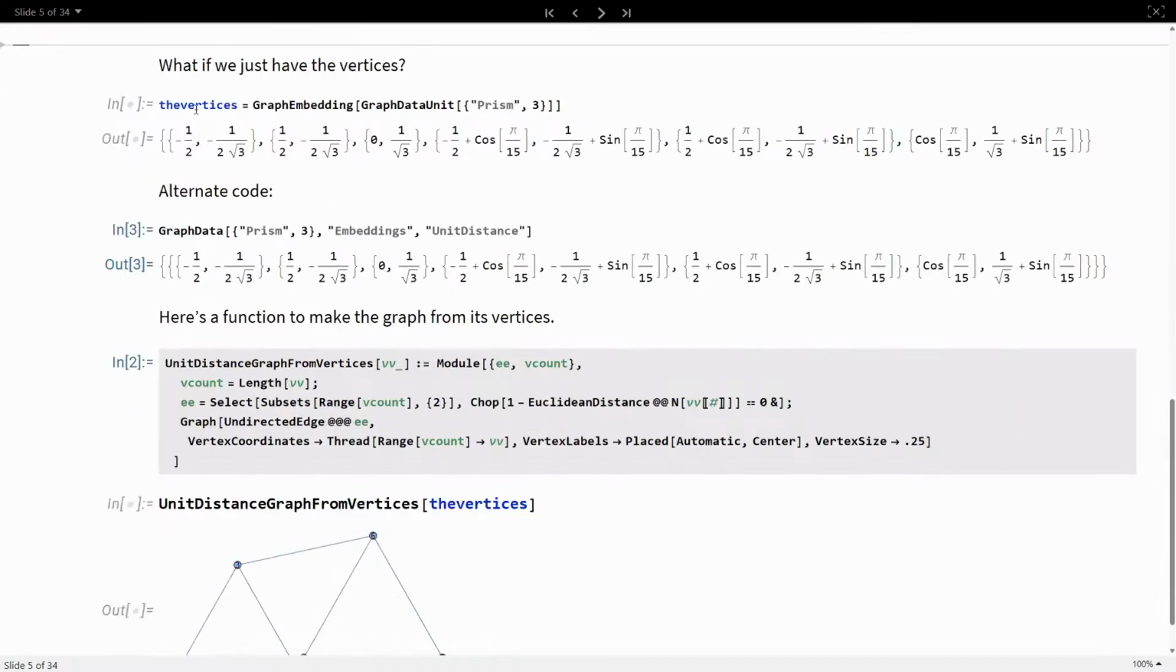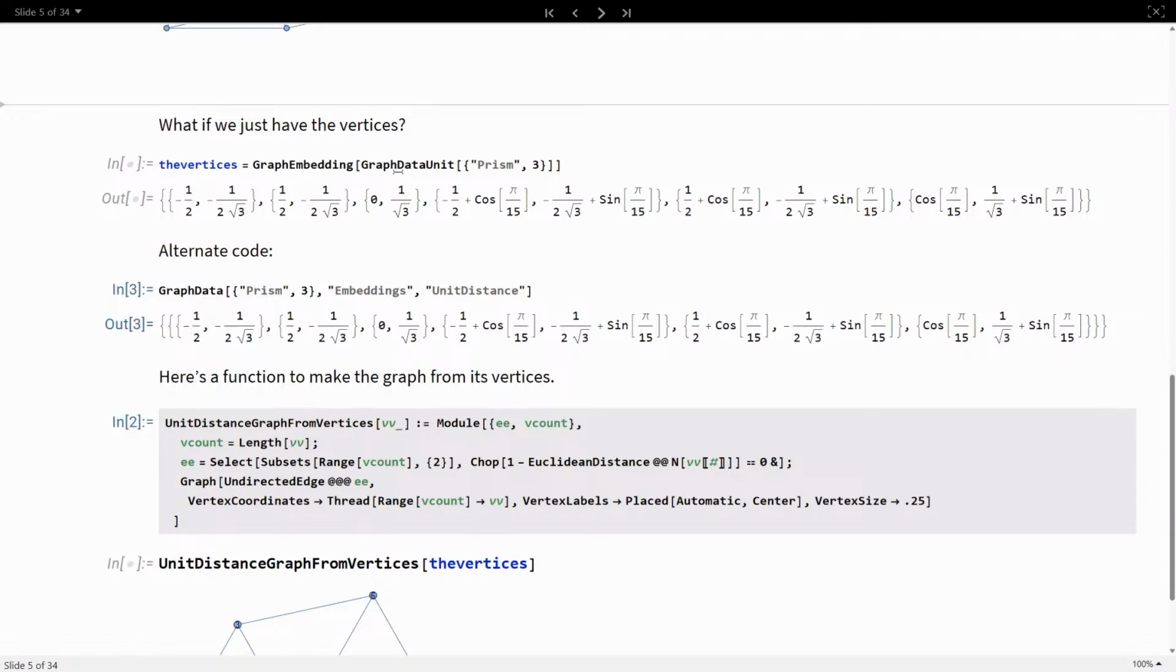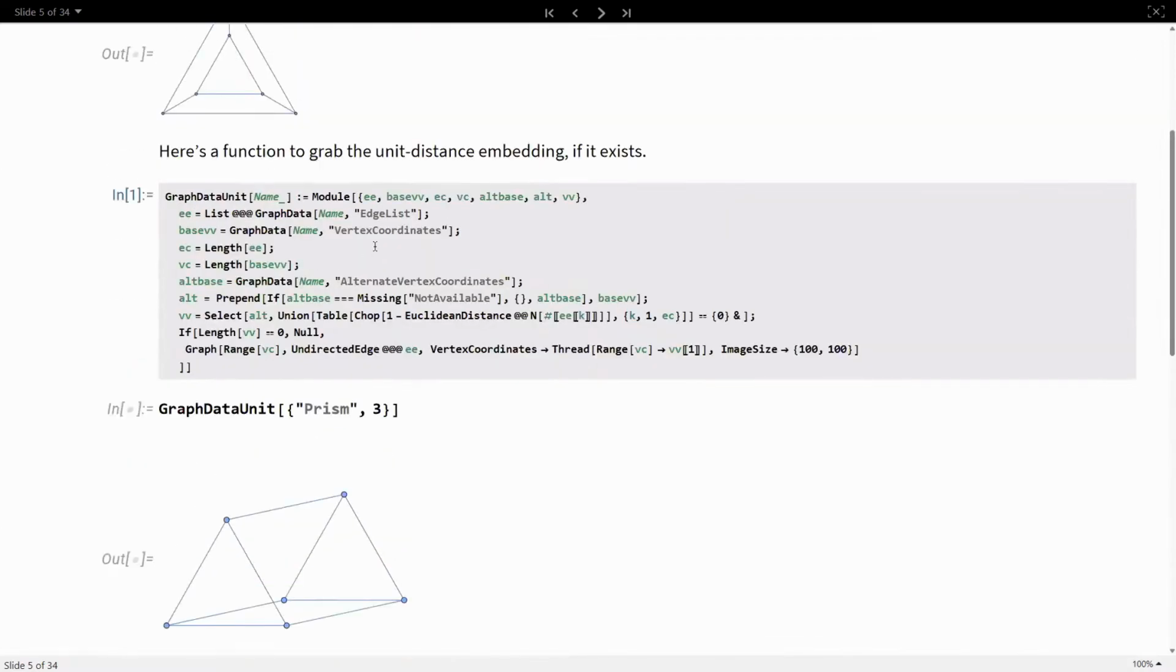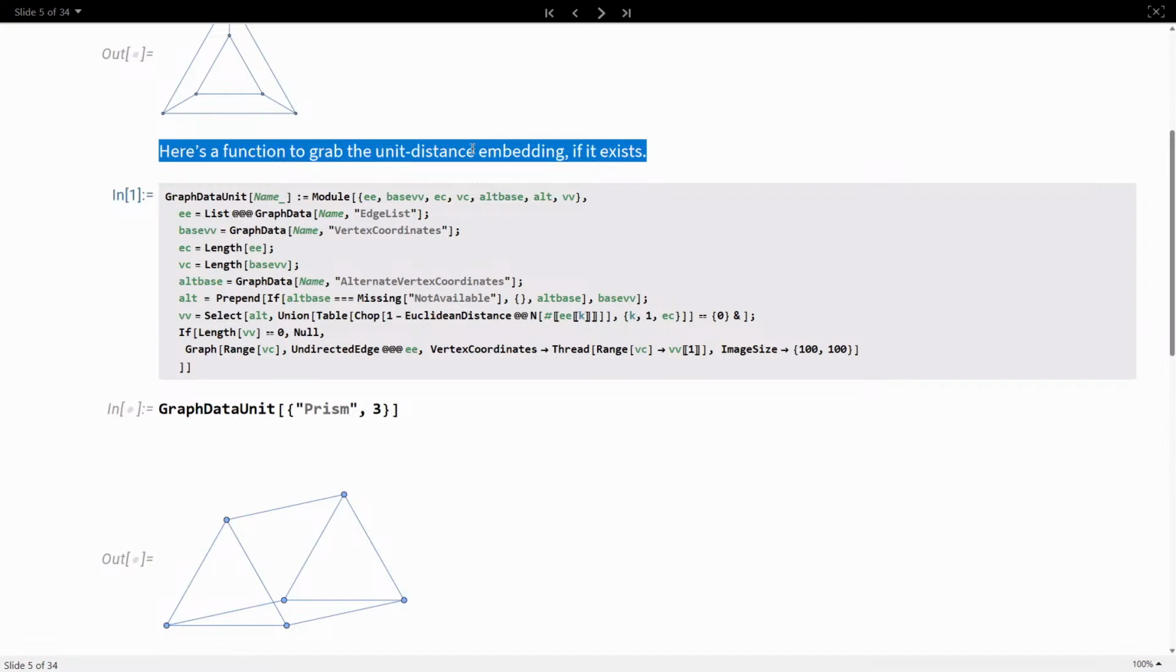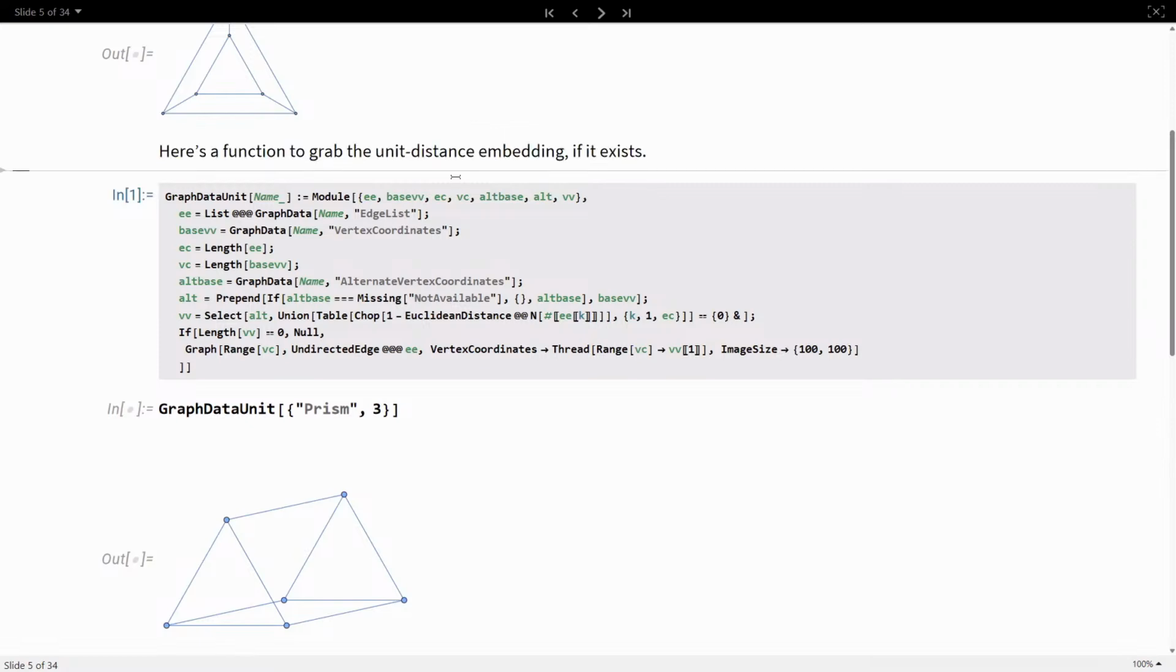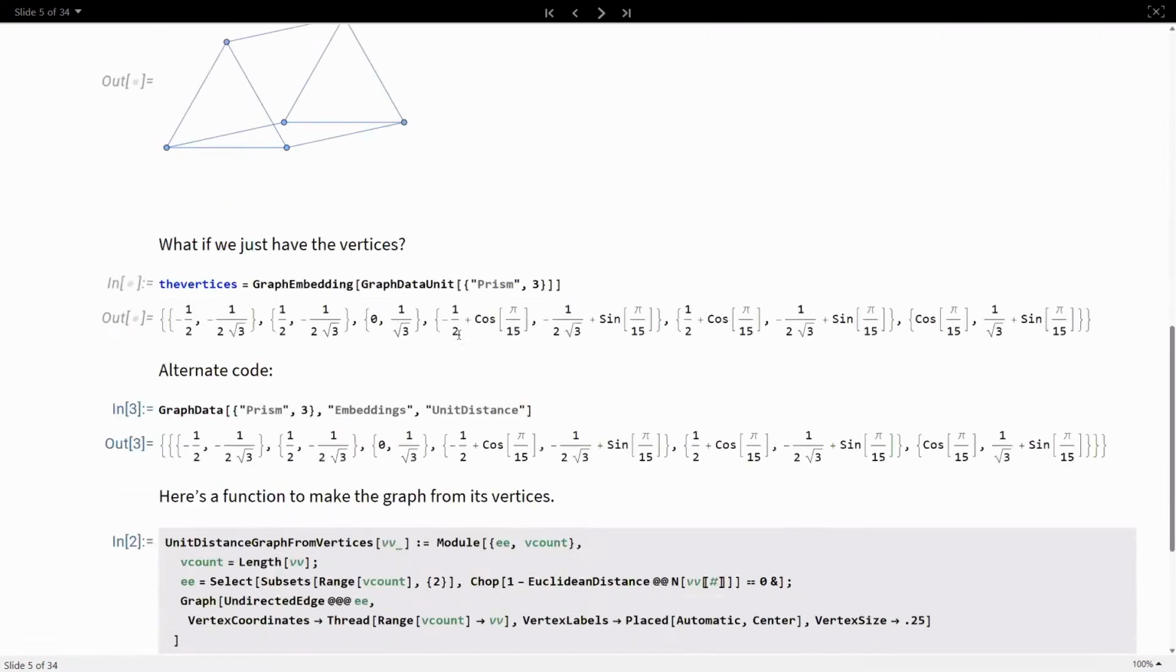So one thing we can do is just collect the vertices, and I'll show 2 ways of doing it. I've got a piece of code which will grab the unit distance embedding from GraphData if it exists. But there's another way you can do it. You can just ask for all the embeddings which are unit distance. That's an easier way of extracting those out of GraphData.